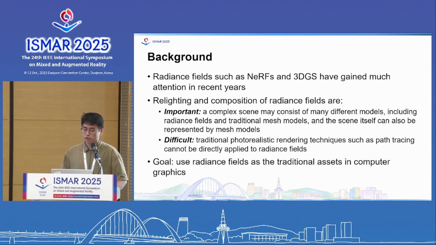Relighting and composition of radiance fields are important because a complex scene may consist of many different modules, including radiance fields and traditional mesh models. And the scene itself can also be represented by mesh models. It is difficult because traditional photorealistic rendering techniques such as path tracing cannot be directly applied to radiance fields. Our goal is to use radiance fields as a traditional asset in computer graphics.